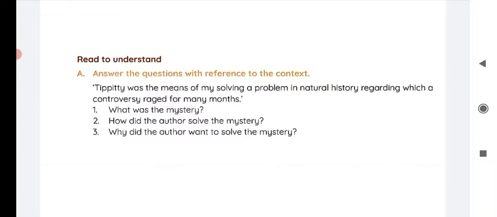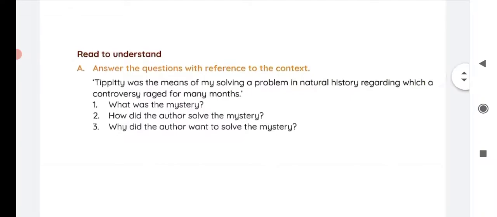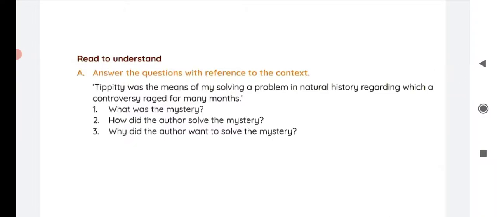Here we have three questions following the context, and I'll read the questions also. What was the mystery? How did the author solve the mystery? Why did the author want to solve the mystery? This context talks about the hill nut, isn't it? We'll discuss and have the answers, then you can easily understand. Let's read the first question. What was the mystery the author is talking about?